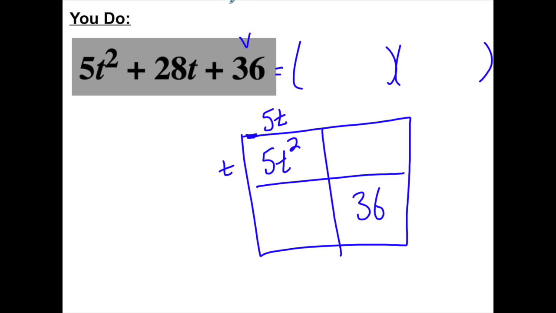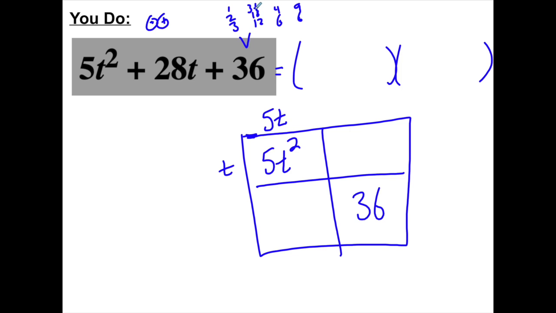36, what are my factors? 1 and 36, 2 and 18, 3 and 12, 4 and 9, 6 and 6. Okay. So I need to multiply to 28, and I know one of these numbers is going to get multiplied by 5 and the other is going to get multiplied by 1. Because they multiply and add to a positive, I also know that I'm looking for these to both be positive. Now what I need to do is, let's see, multiply to 28 and add to 28. So I got to think about this, right?